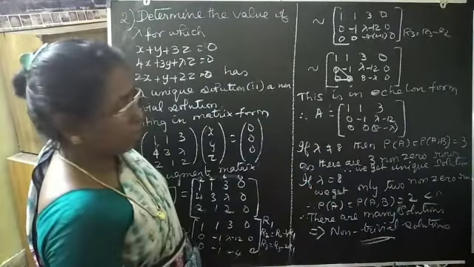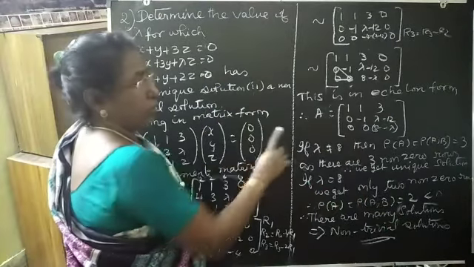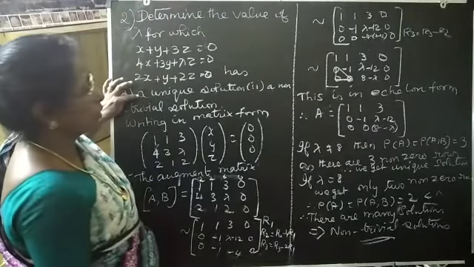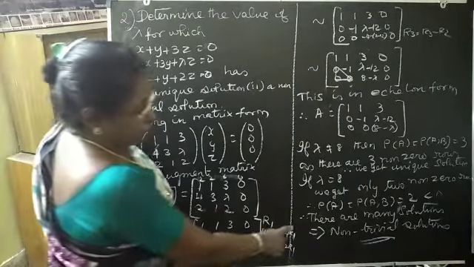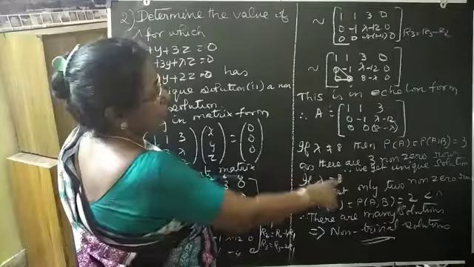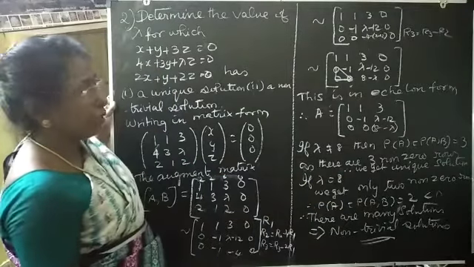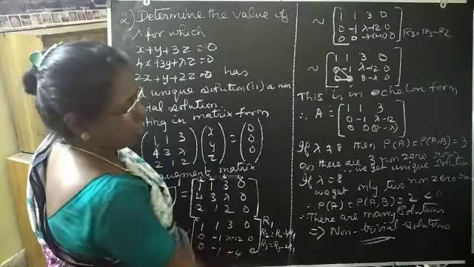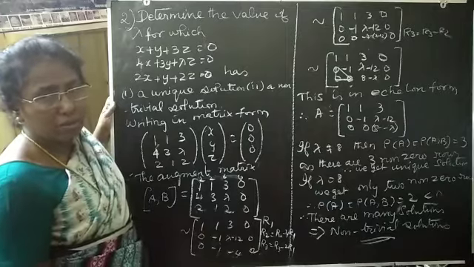So when the ranks are equal, we get only one solution. In that case, you get a unique solution. When the ranks are equal, but it is less than the number of variables, less than n, then we get many solutions, that is, non-trivial solutions.